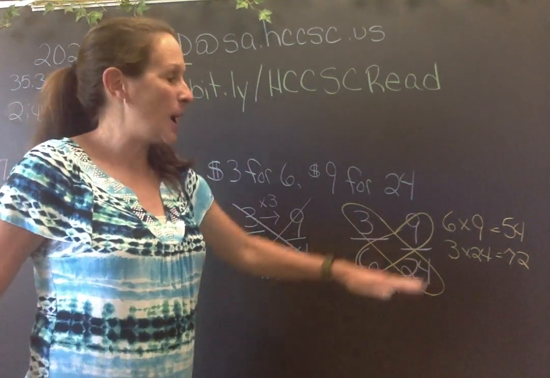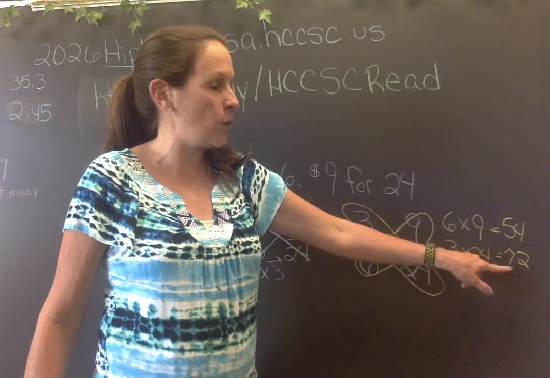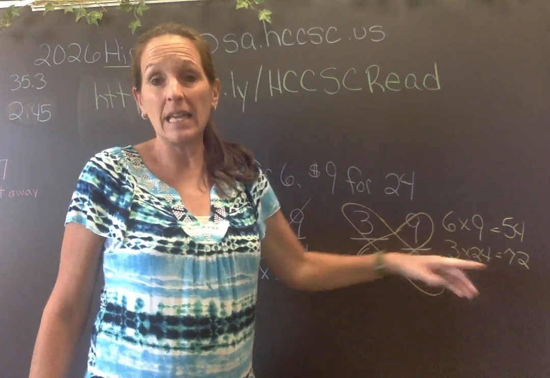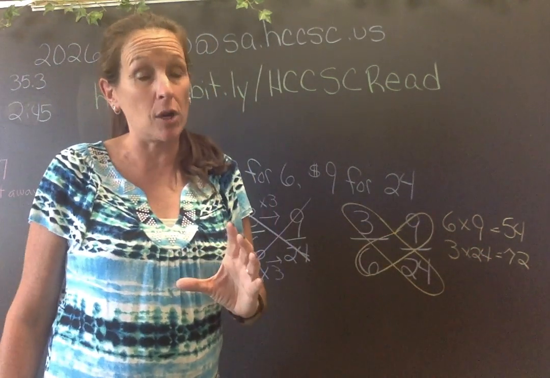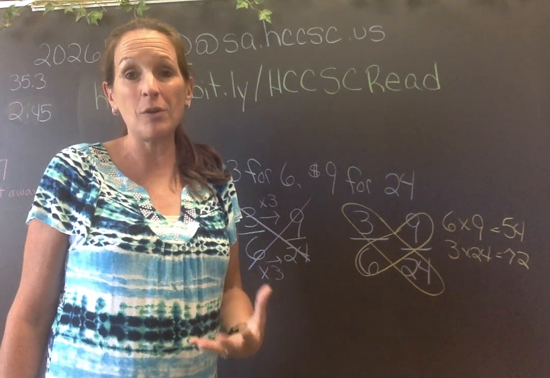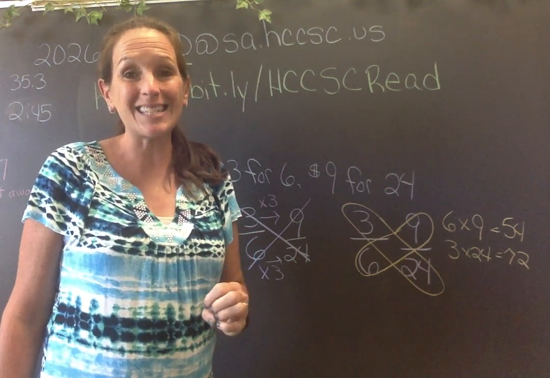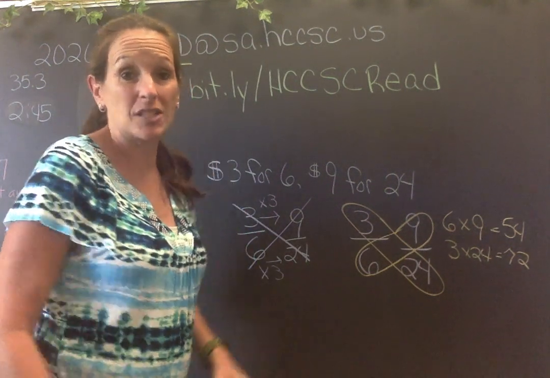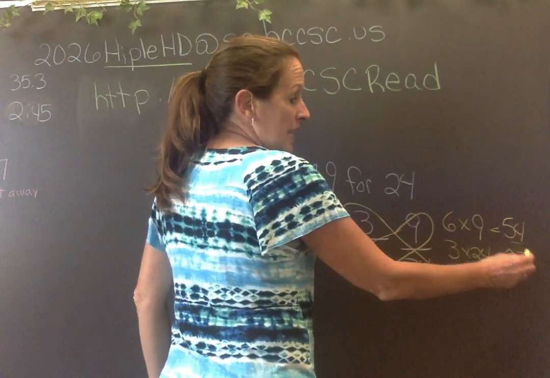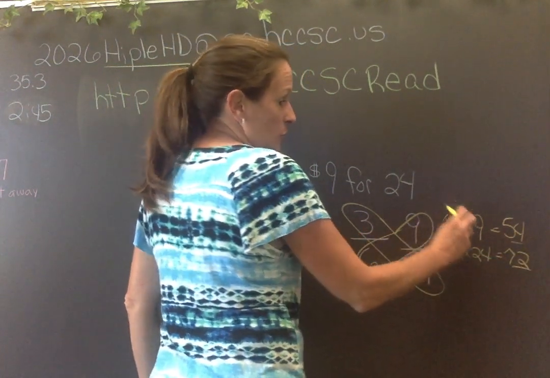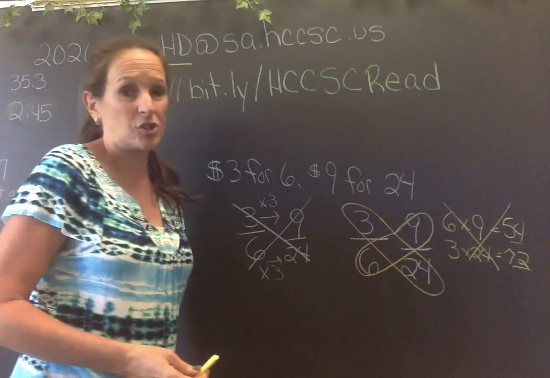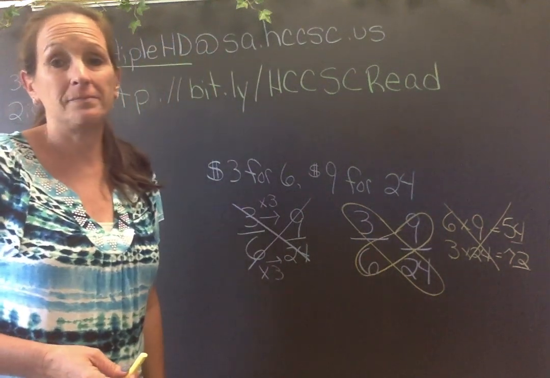Okay, so I'm going to look at these two numbers, 54 and 72. If those are the same number, my ratios are equivalent. If they are not the same number, it's not. So you can see 54 is not the same as 72. These ratios, these fractions, are not equivalent.